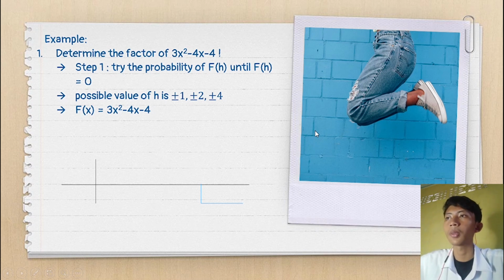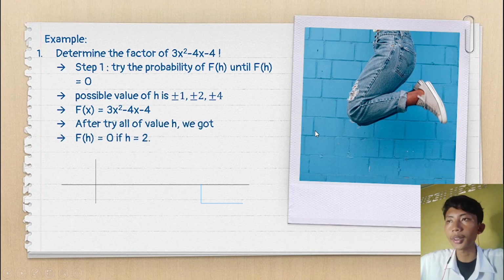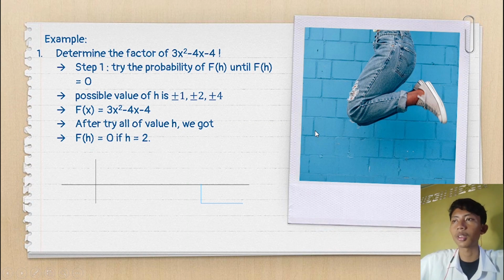Step 1. Try the possibilities of h until f(h) = 0. Possible value of h is plus minus 1, plus minus 2, and plus minus 4. f(x) = 3x squared minus 4x minus 4. After try all of value h, we got f(h) equals to 0 if h is equals to 2.